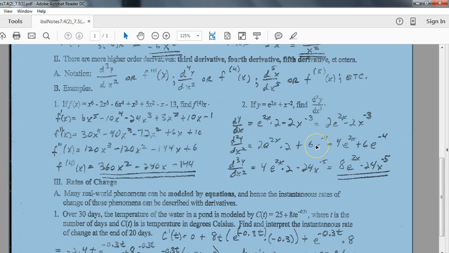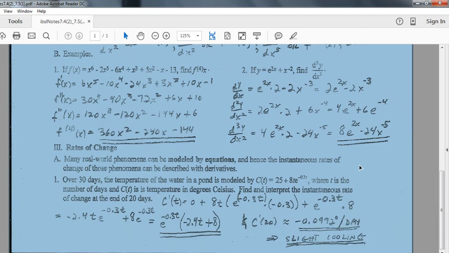And now if I throw in the second term, I multiplied negative 3 times negative 2 to get 6, subtract 1 from my exponent, and here we go, a little cleanup here, and you got your second derivative. One more time, and you should end up here with your third derivative. So if you want to give that one a try, it would be a good thing to do.